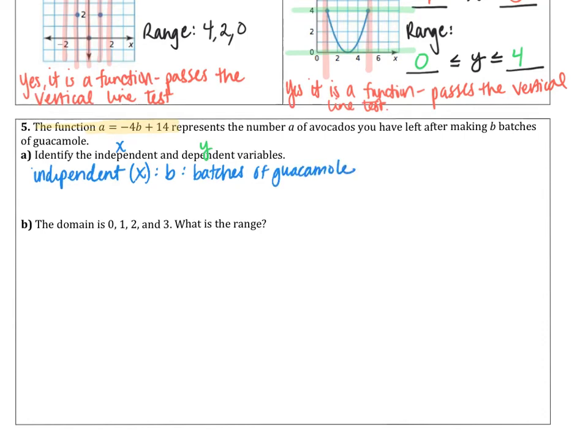And your y variable is going to be the output or the result. After we input B, we're going to get an output result, and that result is going to be A. So your dependent variable is y in disguise as A in context, which is the number of avocados you have left.